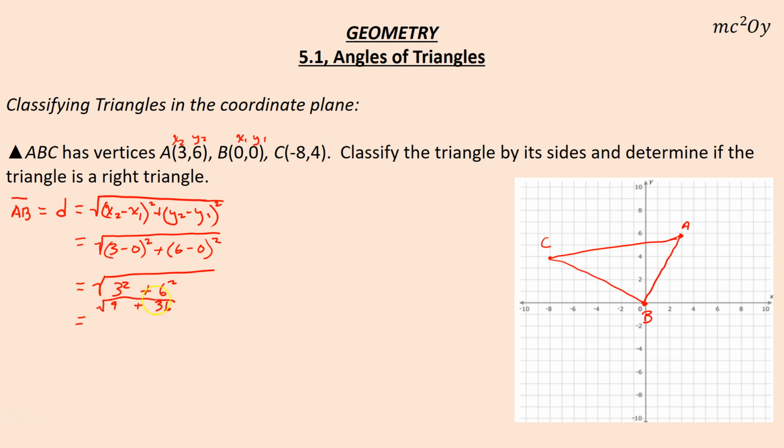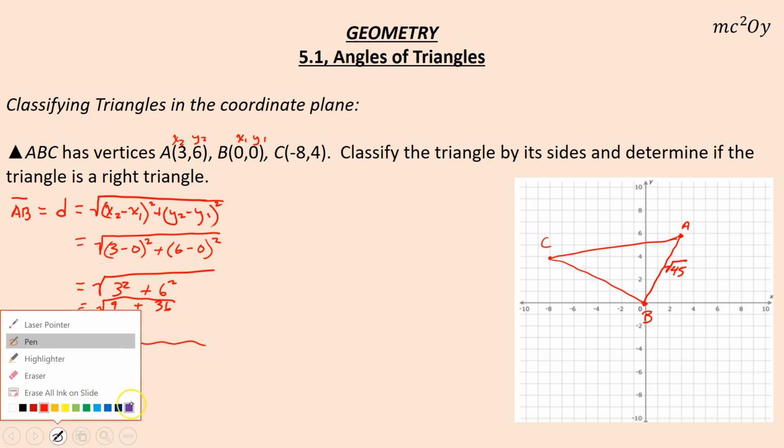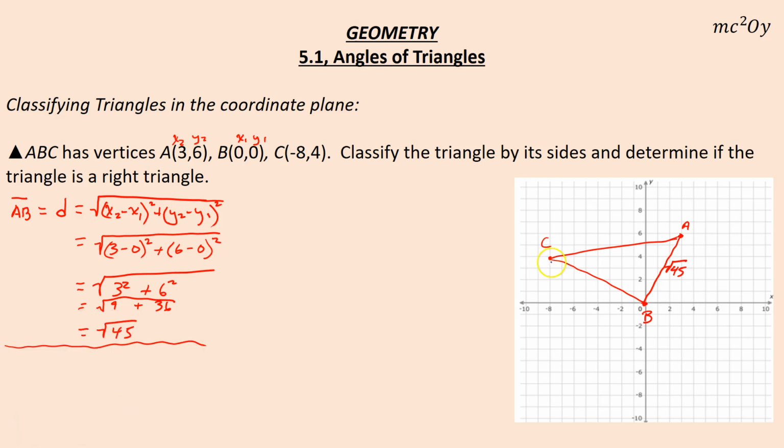Okay, the square root of that would be equal to root 45. So that means this side, A to B, has a length of root 45. Okay, so you could do it that way. You could also, if you chose to, use a right triangle. If you have a picture, you could just use the Pythagorean theorem.